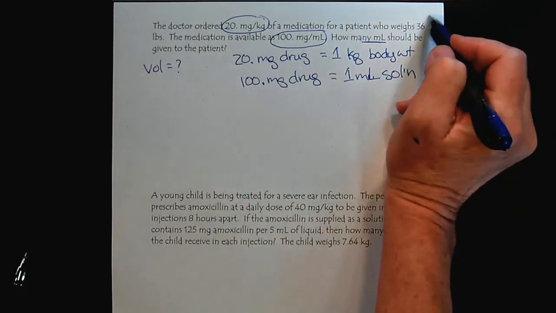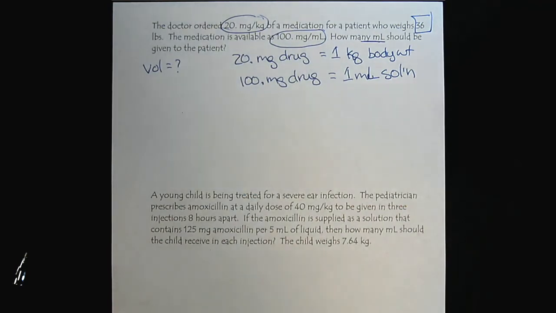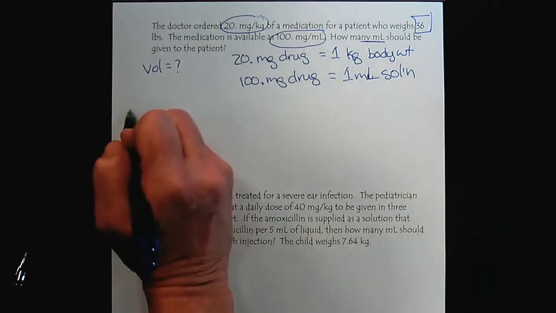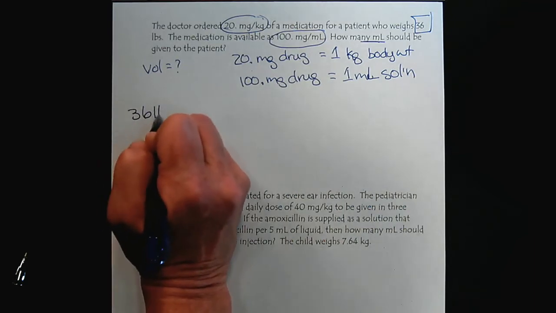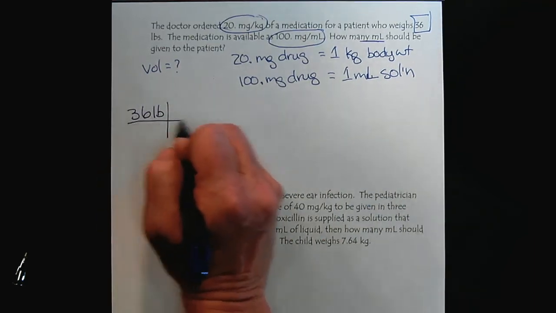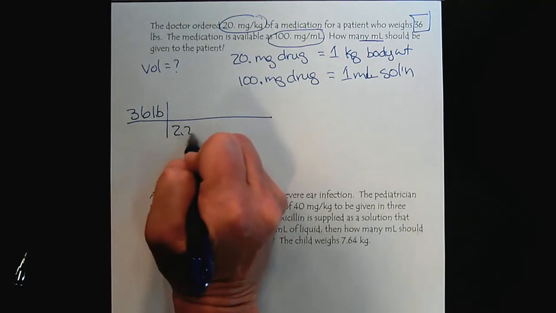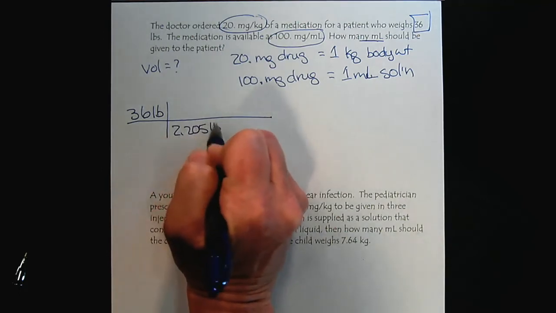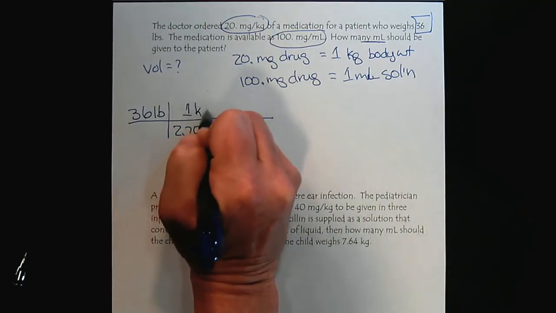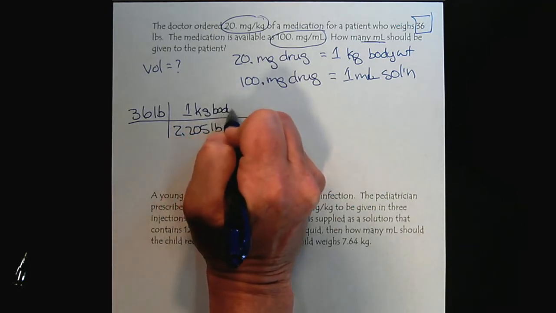So the only piece of information we haven't used yet is the body weight of the patient. So that's where we'll start. The patient weighs 36 pounds. So just like our previous problem, those pounds are not going to help us with the information we've been given. So we know there's 2.205 pounds in every kilogram of body weight.